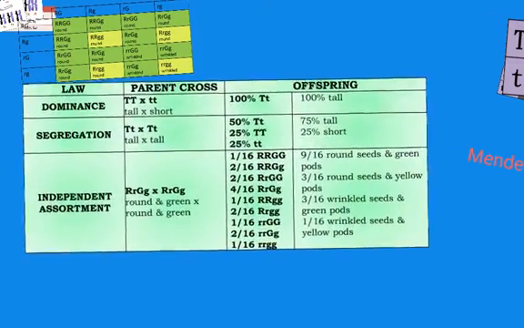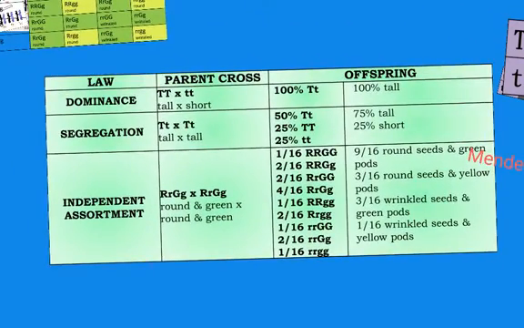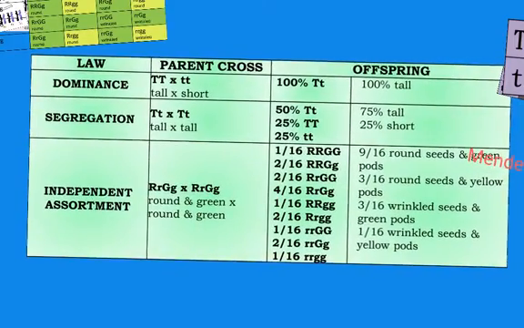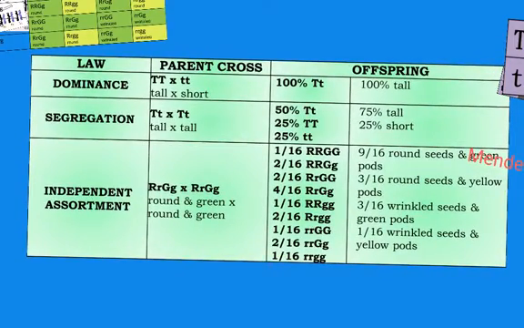This is a final summary of all his laws, which shows each law, the parent cross, and the offspring genotype and phenotype, and it's very clear.